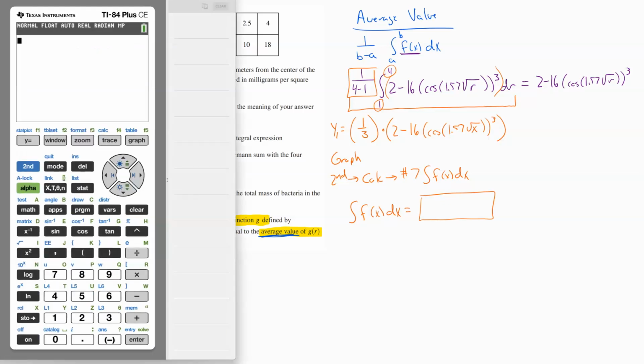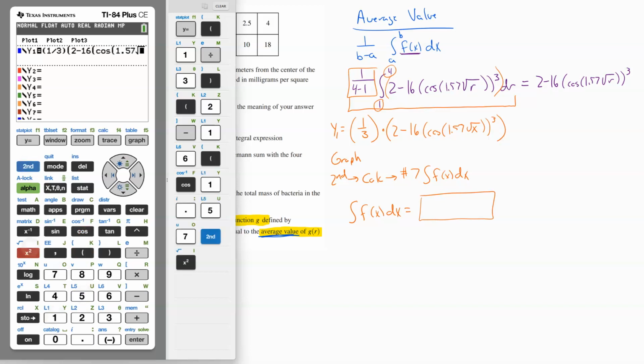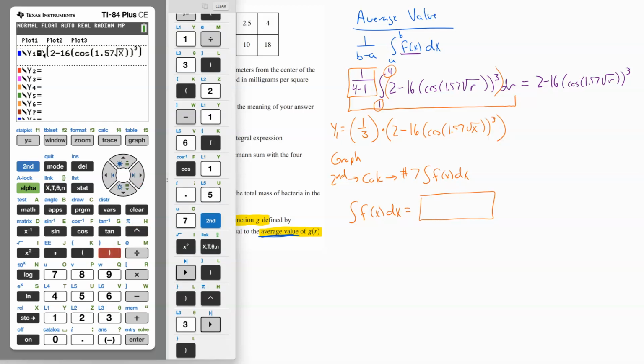So we open up our calculator, go to the y equals, and in there we type that big old equation. So 1 divided by 3. Then a parenthesis, because this whole equation is getting multiplied by 1 third, so that extra parenthesis up front is super necessary. Then 2 minus 16, open another parenthesis, cosine, it auto opens, 1.57 square root of x, then push outside of the square root, close that cosine, close the whole thing, raise that to the third, and then we close it one last time at the very end. You're going to want to be in radians when you do this. All of the AP test is in radians, so make sure you default set your calculator to that, and you'll be good to go for the whole test.